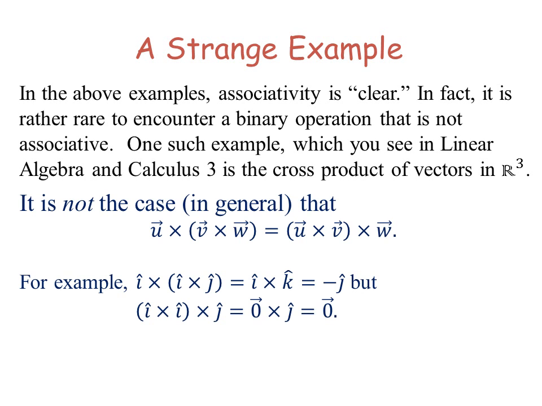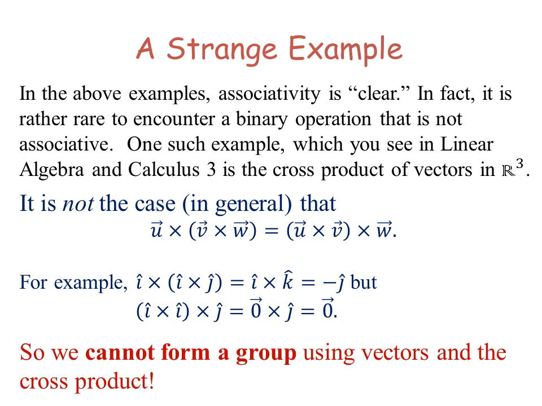That is, we do not in general have that vector U cross (vector V cross W) equals (vector U cross V) cross W. We can show this by considering a specific example. We have from the standard unit vectors i and j in R3 that i cross (i cross j) equals negative j, but (i cross i) cross j equals the zero vector. So we cannot form a group using the cross product as the binary operation, since this operation is not associative.